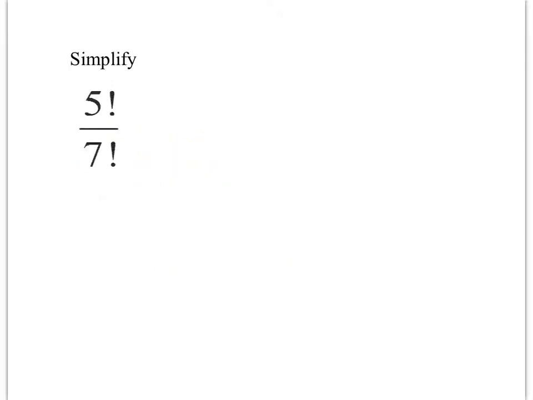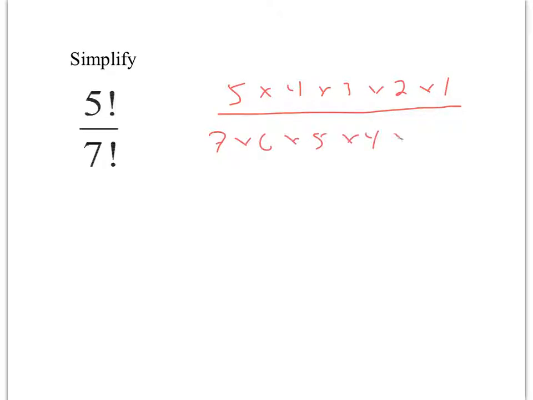Okay, let's do some factorial work. We're going to figure out what 5 factorial divided by 7 factorial is. Remember, 5 factorial means 5 times 4 times 3 times 2 times 1. And that's going to be divided by 7 factorial, which is 7 times 6 times 5 times 4 times 3 times 2 times 1. And you're saying, oh, let me get out my calculator.